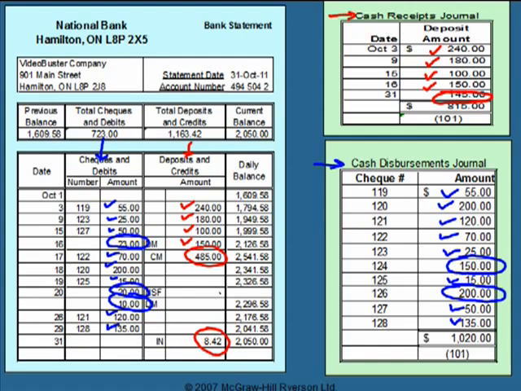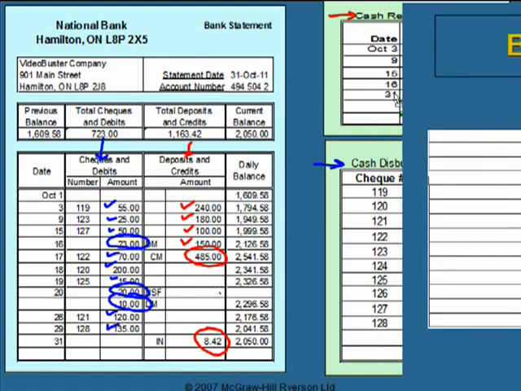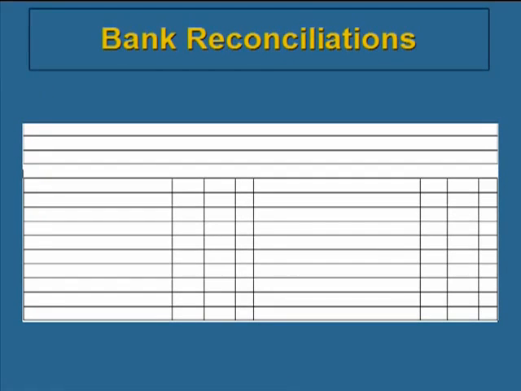Once we find all of the differences between the bank statement and our accounting records, we're ready to prepare the bank reconciliation. The bank reconciliation form that we use looks something like this. When we prepare a bank reconciliation, it is like a report. So when we prepare a report, we have to have a heading.